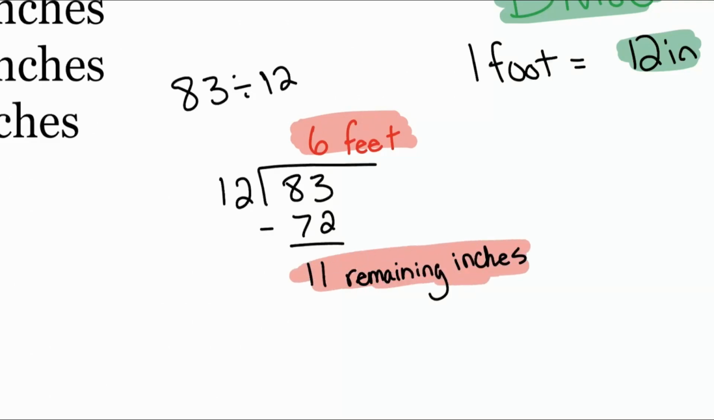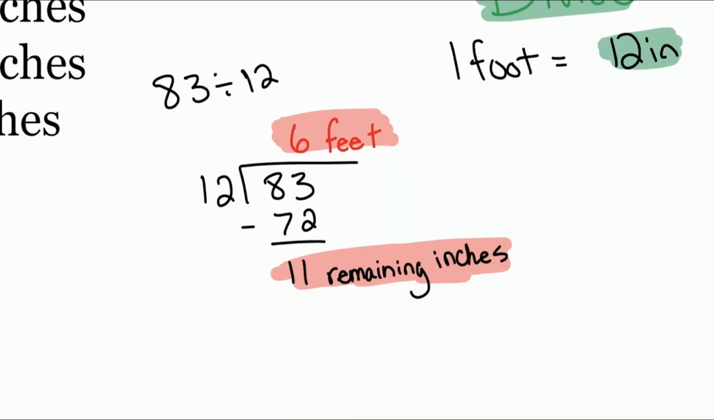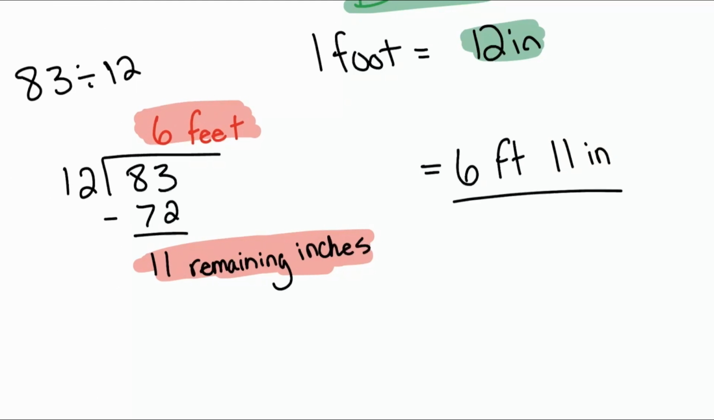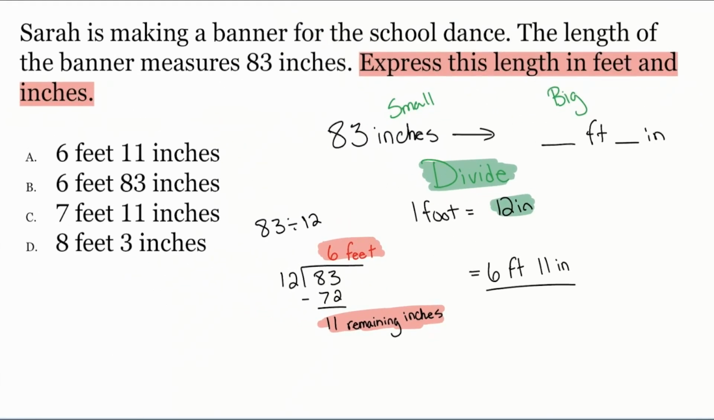If I had 12, that's a whole other foot. That would have been 7 feet. But here, we don't have a full 12 inches. We have less than that. So that remains as a leftover number of inches. Our correct answer here is going to be 6 feet, 11 inches, and we are all done. Let me zoom on out. That's the problem right there. Correct answer is A. And there we go.